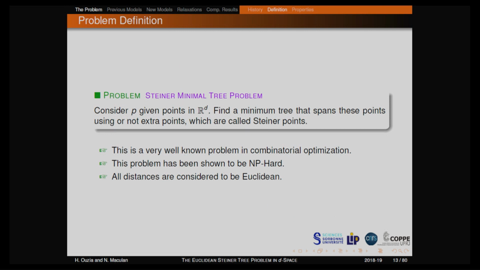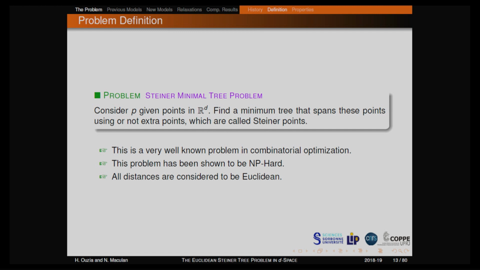Let's try some definitions. Now I give you p points in d dimensions, n dimensions. Find a tree that spans these given points, using or not using other points. That's the idea.